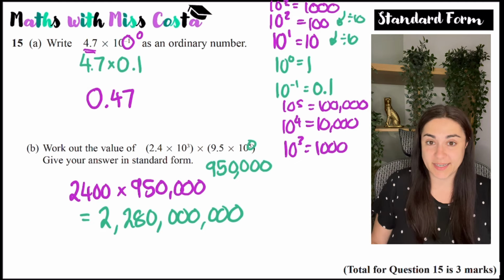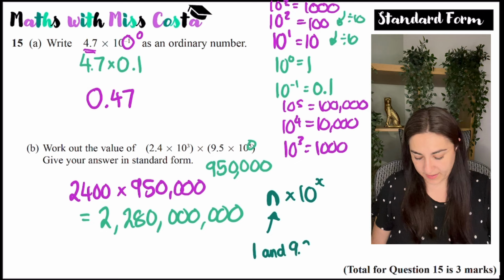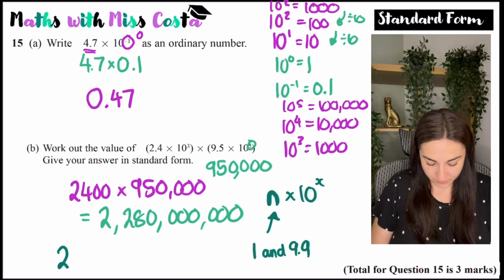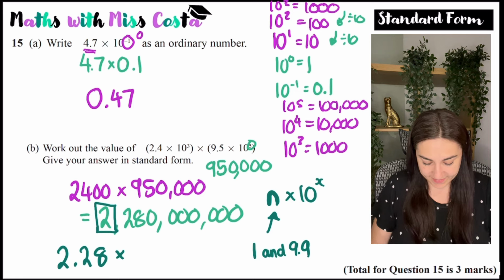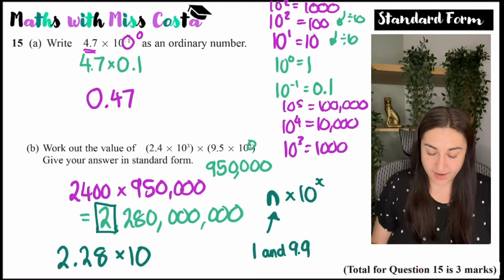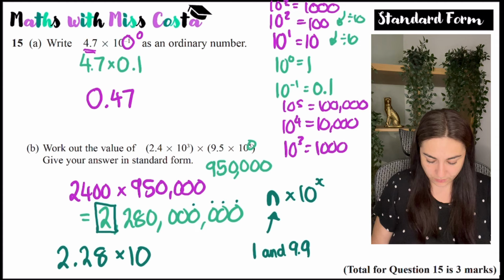And that gives me this number, 2,280,000,000. Now to write it in standard form is essentially a number times 10 to the power of something. And this number needs to be between 1 and 9.9. So essentially it can only have one digit before the decimal point. So I'm going to write 2.28, okay, because only one digit can be in front of the decimal point. Everything else I put afterwards. And then I write it times 10 to the power of, and to figure out what that little power is, I can count how many digits are after that number I've put in the square. So 1, 2, 3, 4, 5, 6, 7, 8, 9.